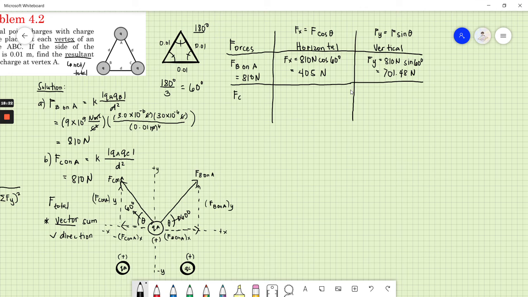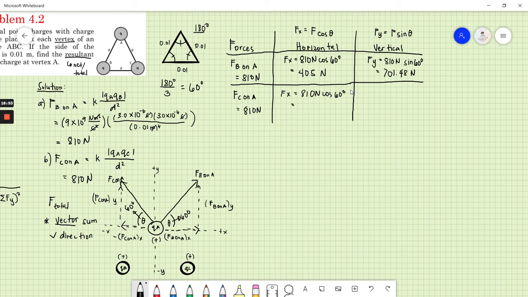Now let's look for FC on A. We know that FC on A is also equal to 810 newtons. So in order for us to find the Fx, that's also basically going to be the same: 810 newtons times cosine 60 degrees. But wait, what would be the difference? As you can see here, this is our FC on A, right? This is the direction of the force that QC exerts on QA.